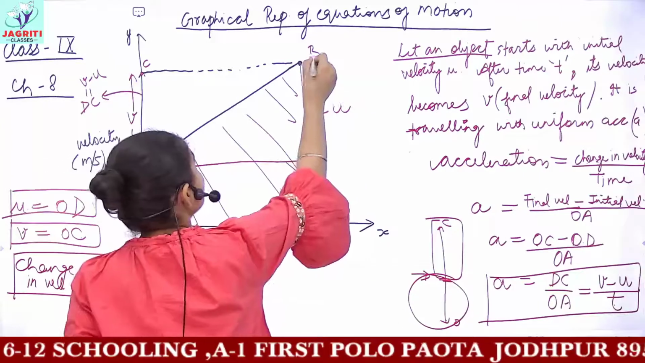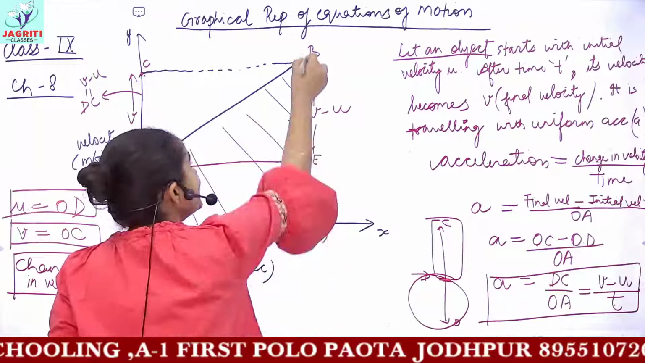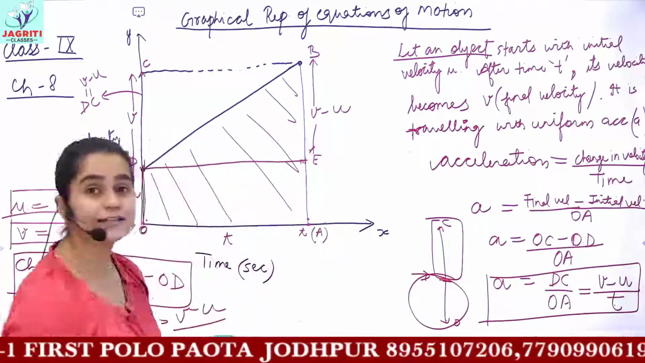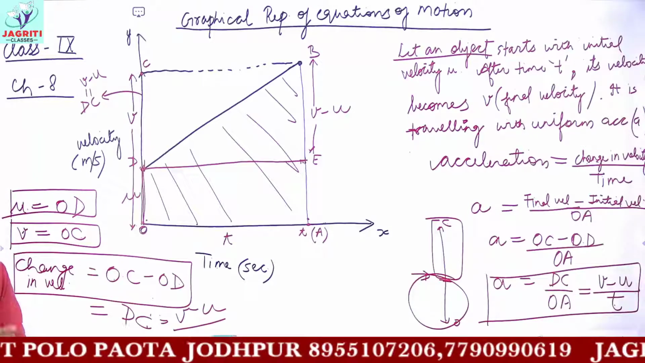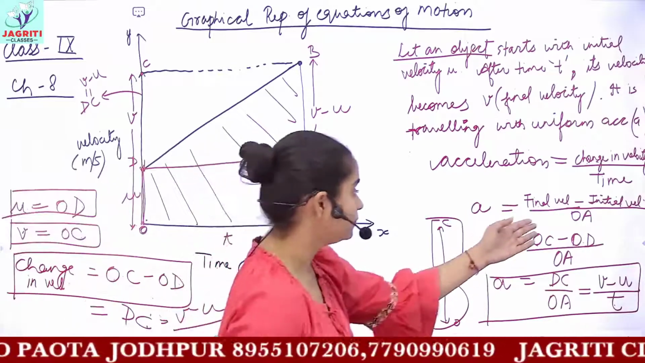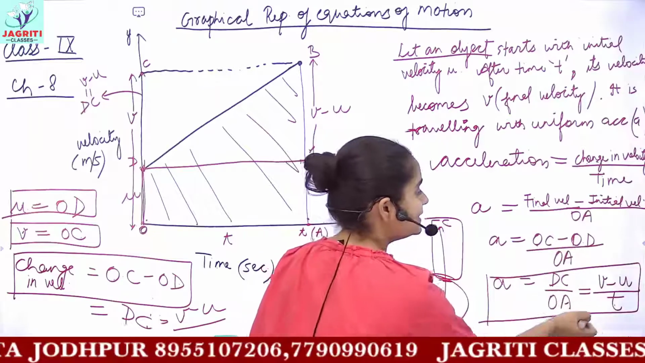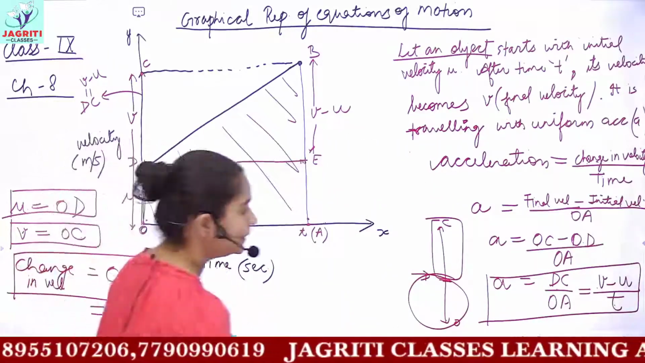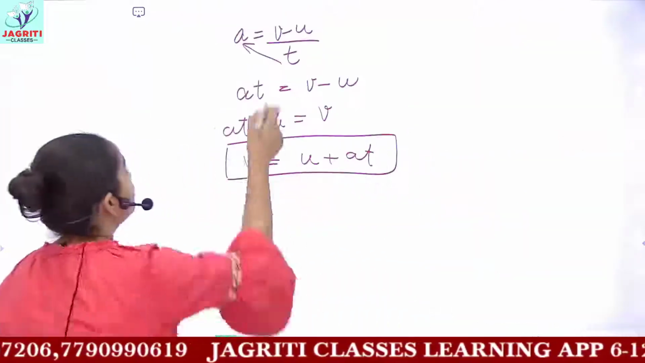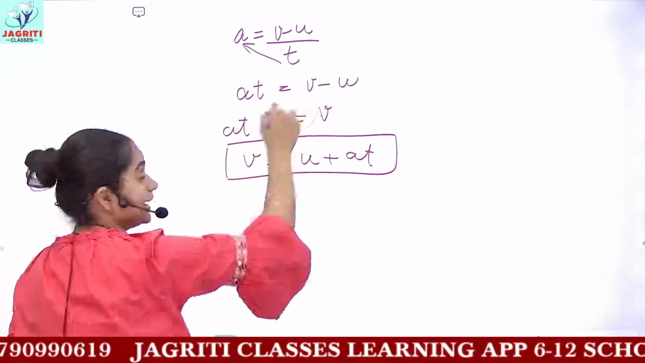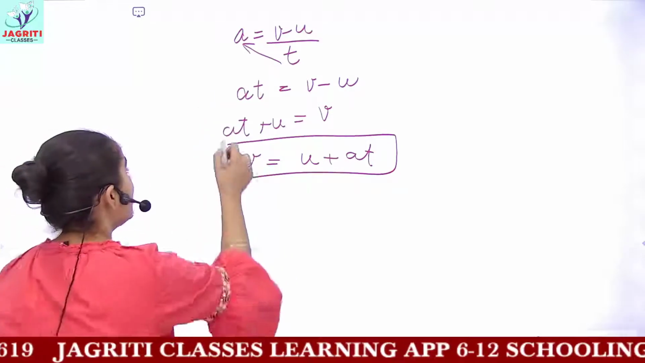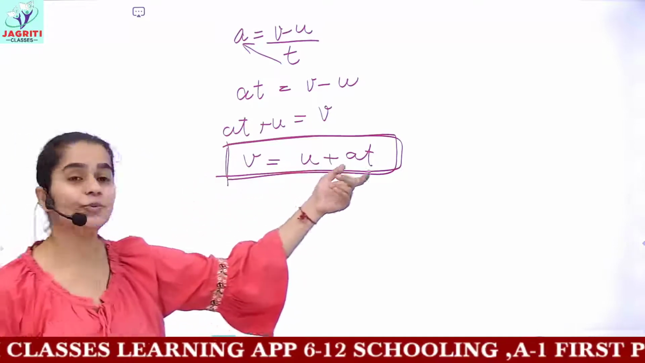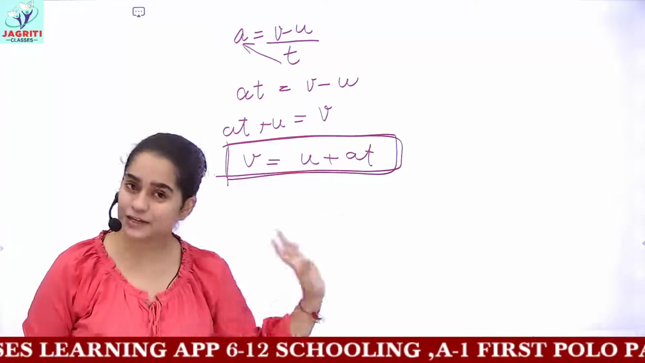So this part BE signifies the value of V minus U, which is your change in velocity. Then we wrote it from the graph, and we know the value of DC is V minus U. OA is equal to time, small t. And then when I shift this time interval, and if I shift minus U to the left, I get plus U, and ultimately I get the equation of motion V equals U plus at. So this is your first equation of motion.